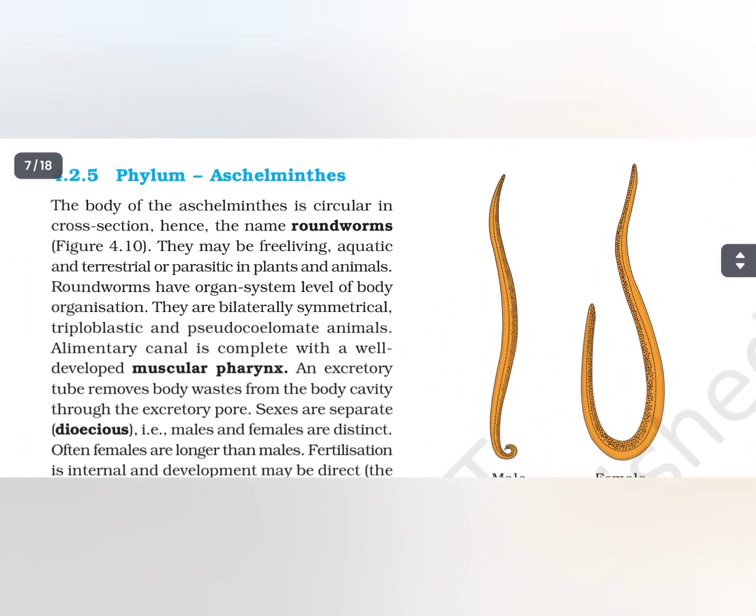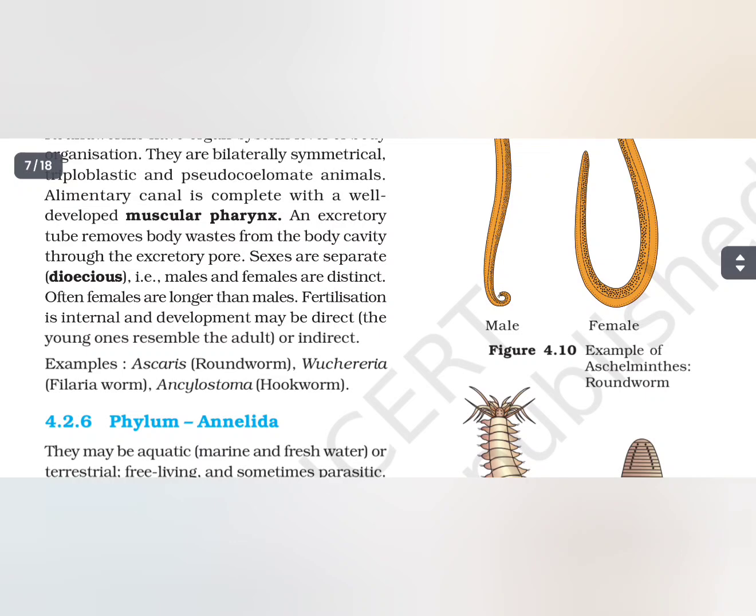Phylum Aschelminthes. The body of the Aschelminthes is circular in cross section, hence the name roundworms. They may be free living, aquatic and terrestrial, or parasitic in plants and animals. Roundworms have organ system level of body organization. They are bilaterally symmetrical, triploblastic and pseudocoelomate animals. Alimentary canal is complete with a well-developed muscular pharynx. An excretory tube removes body waste from the body cavity through the excretory pore.